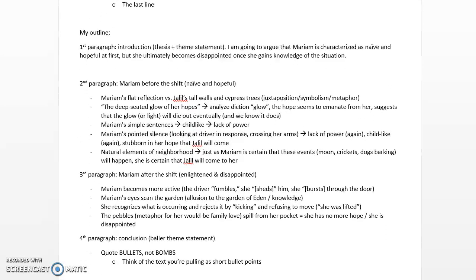That's what my outline's going to look like, and I want you to think in your planning about the argument that you're going to make and the evidence from before the shift and the evidence from after the shift. And then I'm going to close, as we always do, with a conclusion, and I'm going to take the time to come up with a really compelling theme statement so that I have a powerful closing.